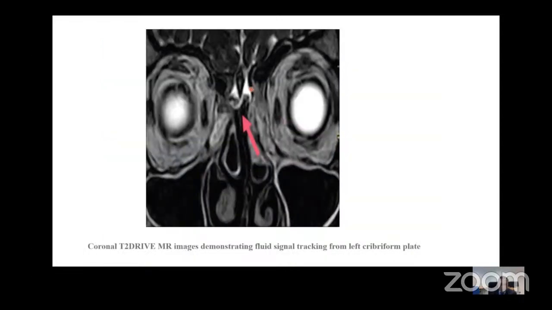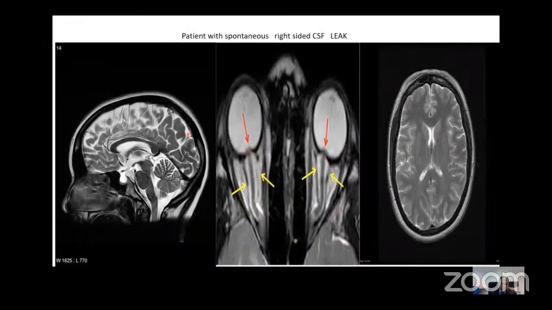Here is a T2-weighted image, coronal view. It shows CSF bathing the olfactory bulb, but we can also see the leak coming here and going into the nasal cavity, suggesting the site of the leak.